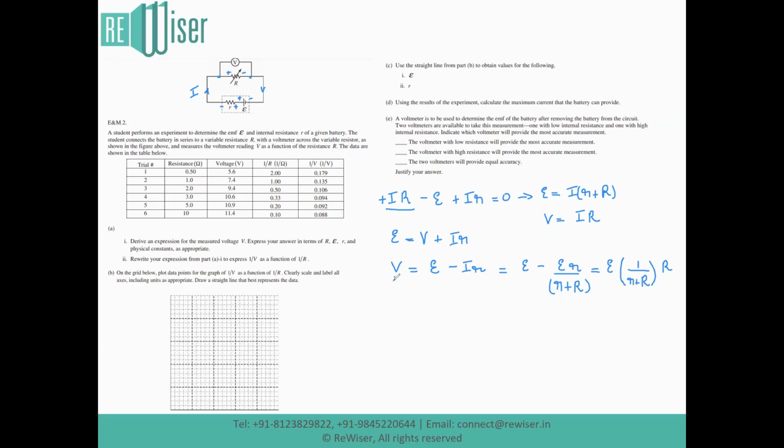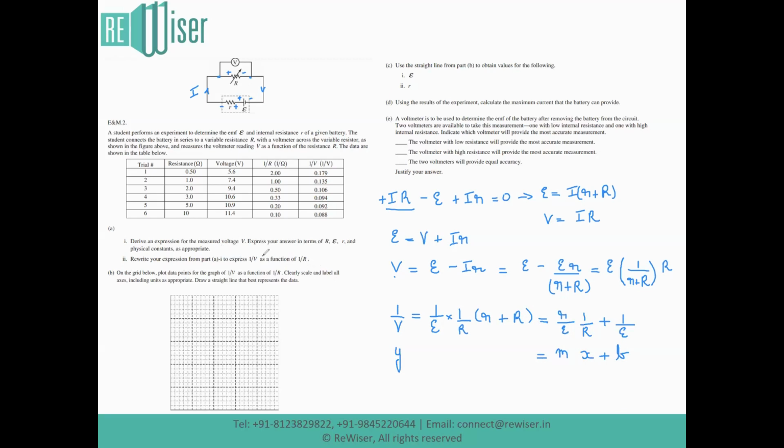The problem with this expression is, while it is correct, it is no way close to the equation of a straight line. So we will take the reciprocal. We get 1 by V is equal to 1 by epsilon into 1 by capital R into small r plus capital R. This can be further rewritten as r divided by epsilon into 1 by R plus R and R cancel on the second term, leaving us with the expression 1 by epsilon. This equation resembles that of a straight line, y is equal to mx plus b or c, depending on the curriculum you study under.